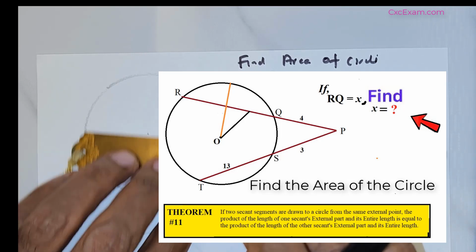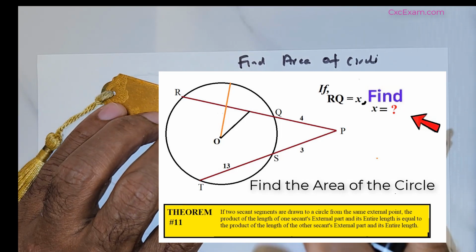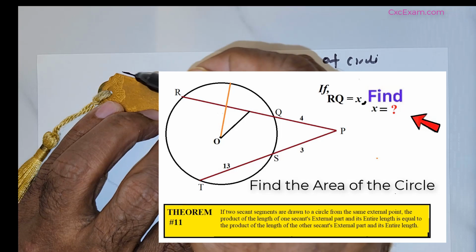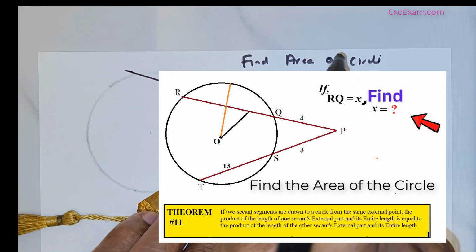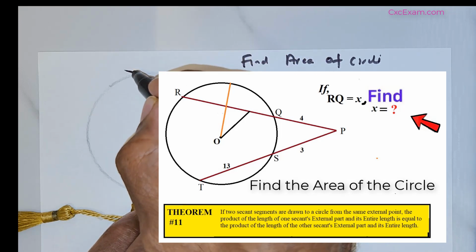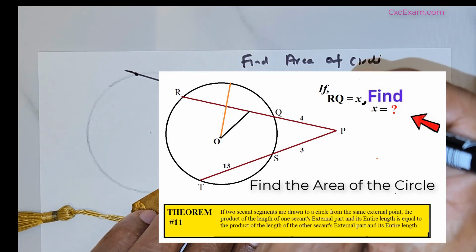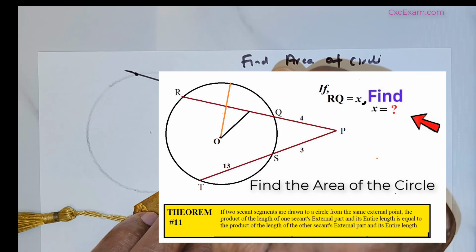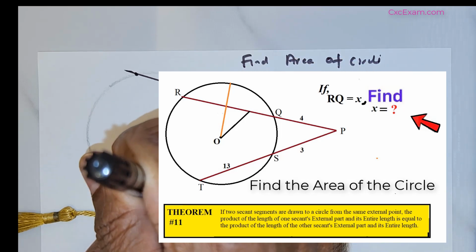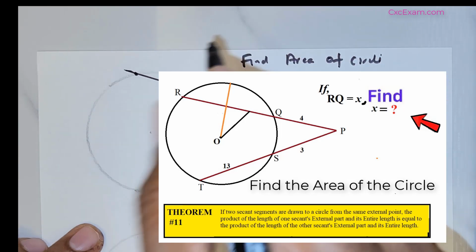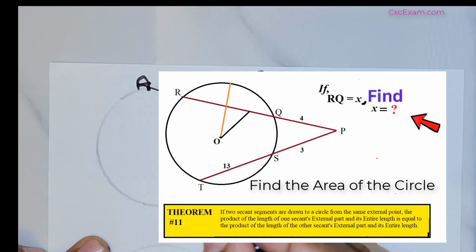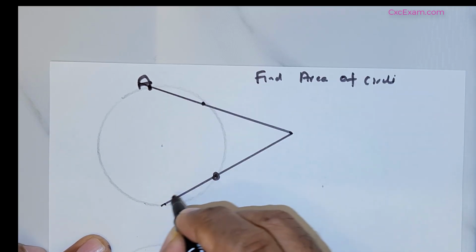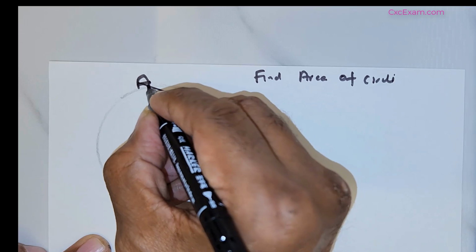Now this is an interesting question. We are expected to find the area of this circle. Now you can see the circle. This is a beautiful circle with this diagram. I'm going to take this point as A. So the secant line hits the circle at these points. Okay, you have intersection here, intersection here, intersection here.